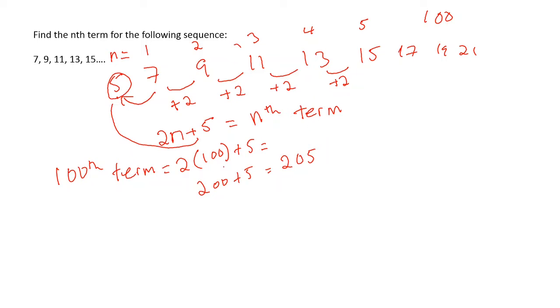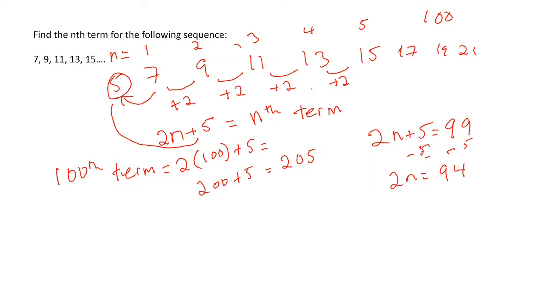Well, if you notice, when I do this nth term rule, 2n plus 5, it equals one of these numbers that's in the sequence. So what if I say that my 2n plus 5 equals 99? I have to try to figure out what n will be. If I take 5 away from both sides, I'll end up with 2n equals 94.